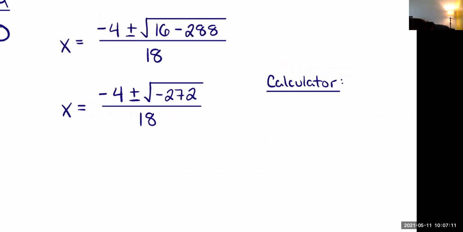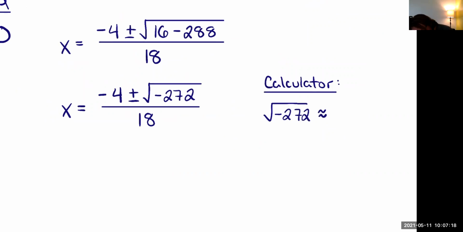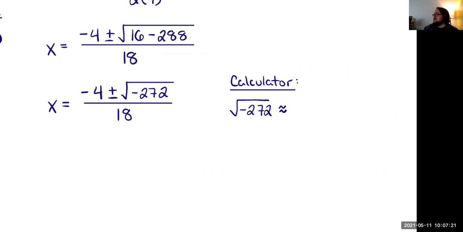We want to know the approximate value for the square root of negative 272. What do you mean there isn't one? Put it in your calculator. It says not a number. It gives you nothing. Mine gives me an undefined answer. Okay, I know it says undefined, but how do I actually put it in? Do I put negative 272 and then the square root button?